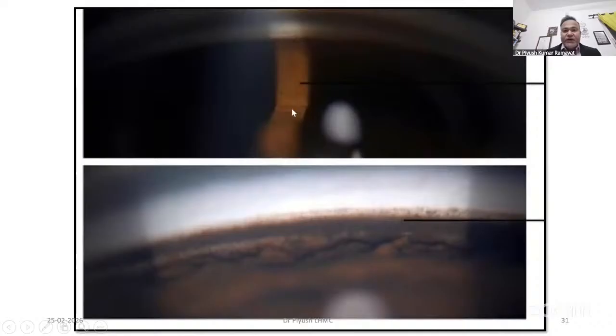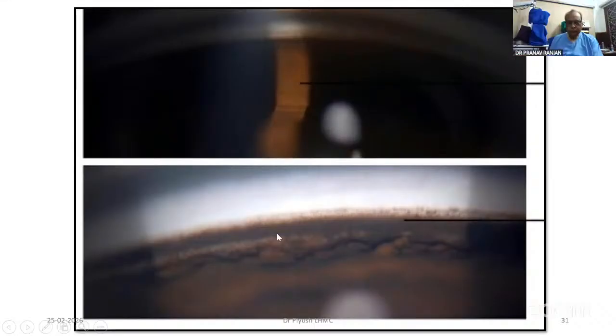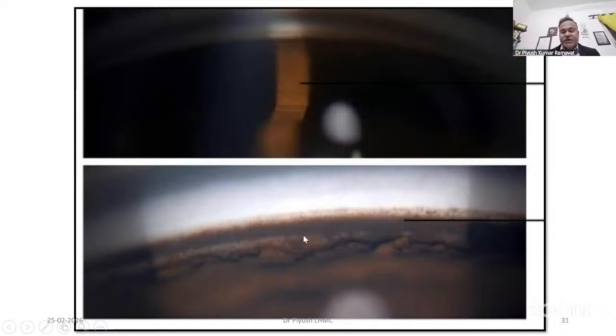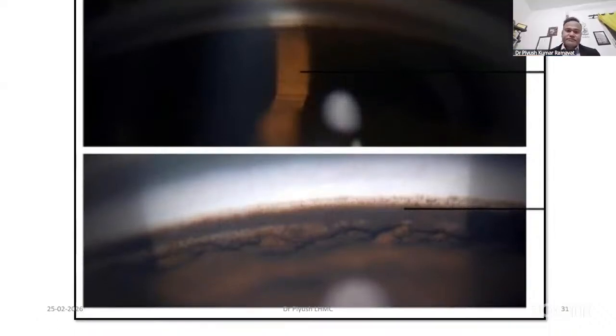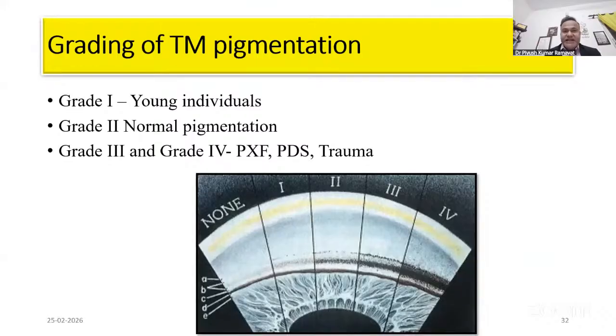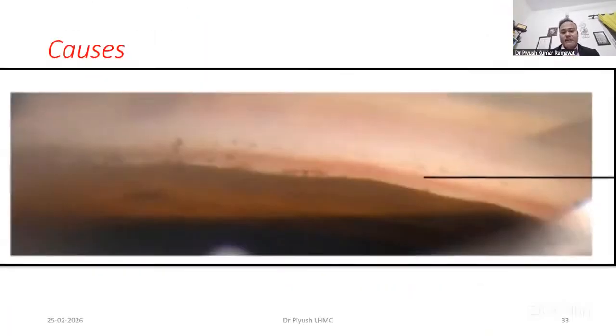This is a concave iris configuration. You need to also look for the iris configuration, and here we have a concave iris with increased pigmentation. So this denotes pigmentary glaucoma. You need to grade the pigmentation. Grade 3 and grade 4 increased pigmentation will be seen in pseudoexfoliation and pigmentary glaucoma. Blood in the anterior chamber, this reddish discoloration, can be seen in hypotony, also with the increased pressure of the gonioscope, and there are various other causes.